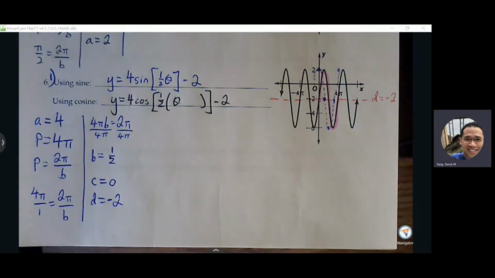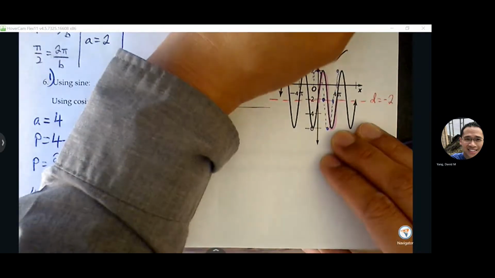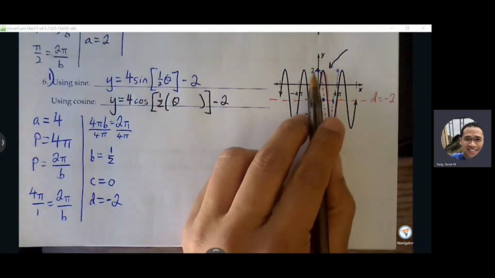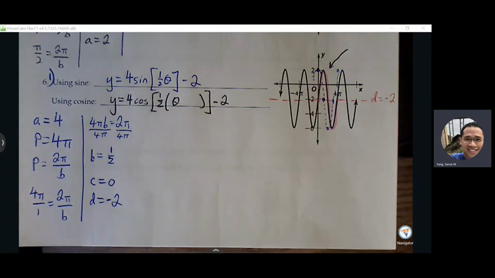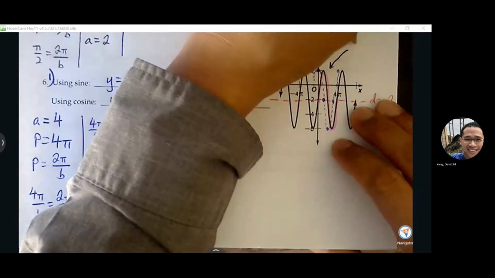But we have to ask ourselves now, which direction am I going to move this dotted graph so that it will fall into this solid graph that I'm really trying to do? I'll move to the right, because right now that dotted line is slightly to the left. I want to just move it to the right 1 unit.